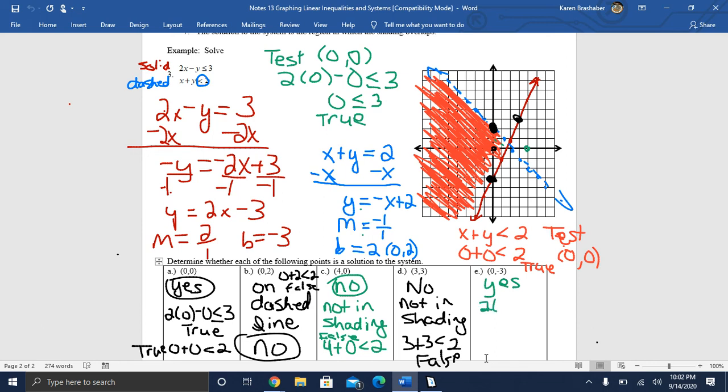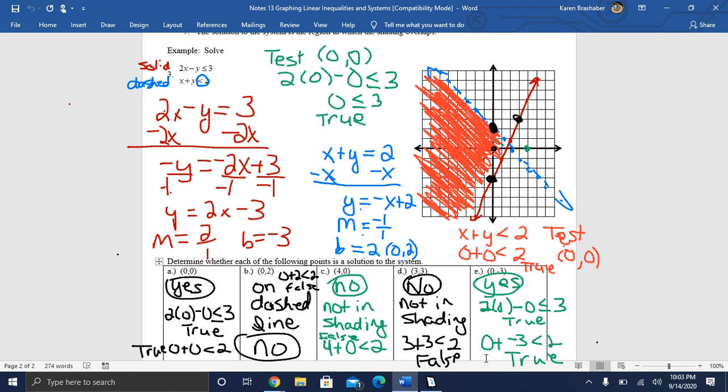2 times 0 minus 0 is less than or equal to 3. And that is true. 0 is less than or equal to 3. And then 0 plus our y value was -3. 0 plus -3 has to be less than 2. Well, that's -3. And that is also less than 2. So that's a true statement. And 0, -3 is a solution.